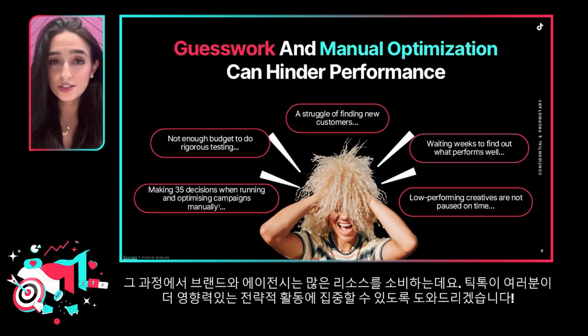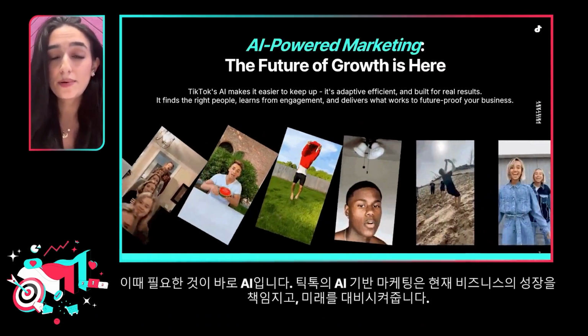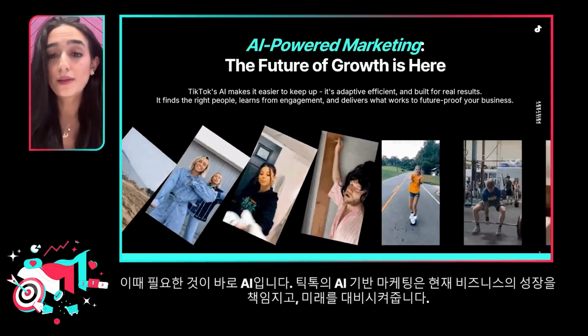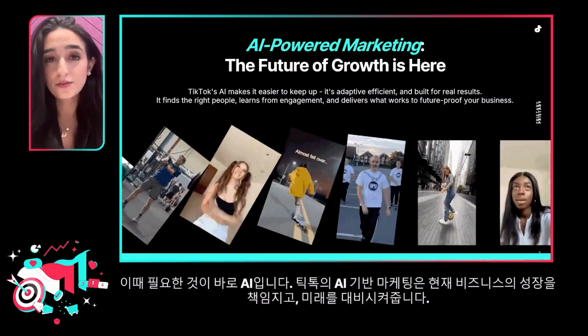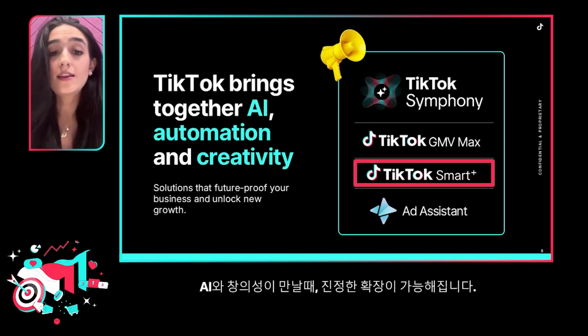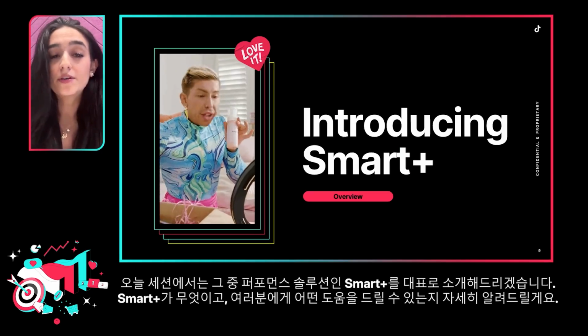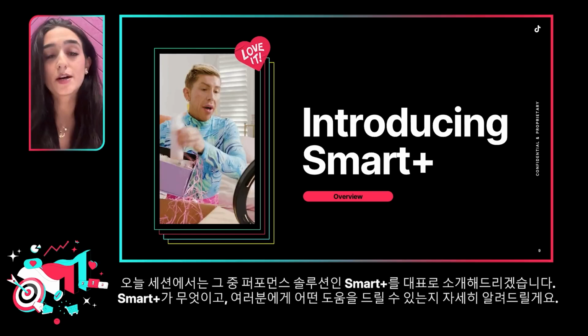At TikTok, our goal is to ensure this time can be spent on high-impact strategic initiatives instead. This is where AI can come in. We believe that AI-powered marketing marks the future growth on our platform and will also help you future-proof your business. AI can automatically find the right people, optimize your content, and shift budgets towards what works. When we combine AI with creativity, that's when real scale can be unlocked. At TikTok, we have a suite of AI-powered solutions which can future-proof your business and unlock new growth. For today's session, we will be focusing on one such solution, namely Smart Plus.